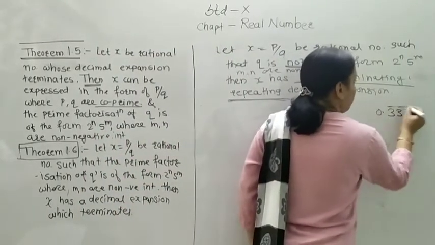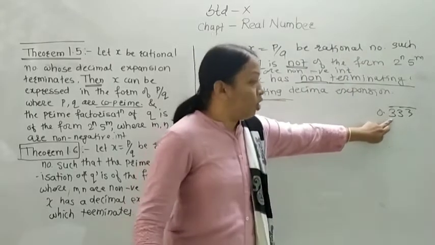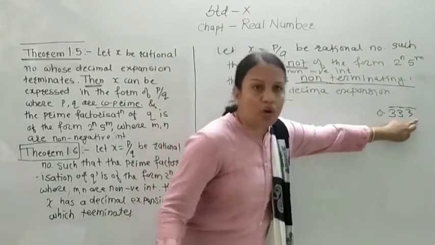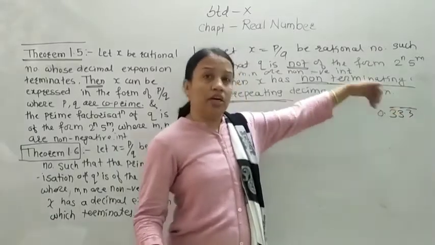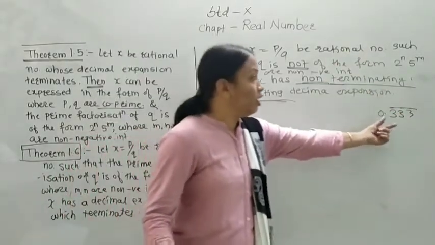This is called non-terminating and repeating, or the word recurring is there. These are the type of rational numbers you did in the last year, 9th standard. Okay.